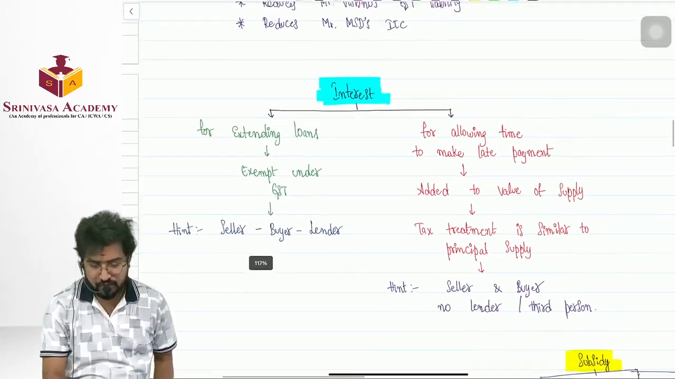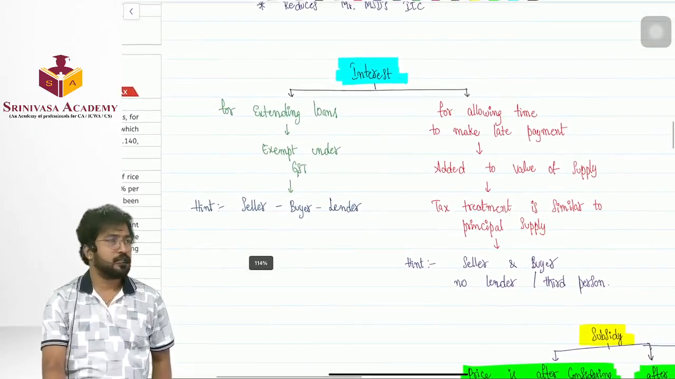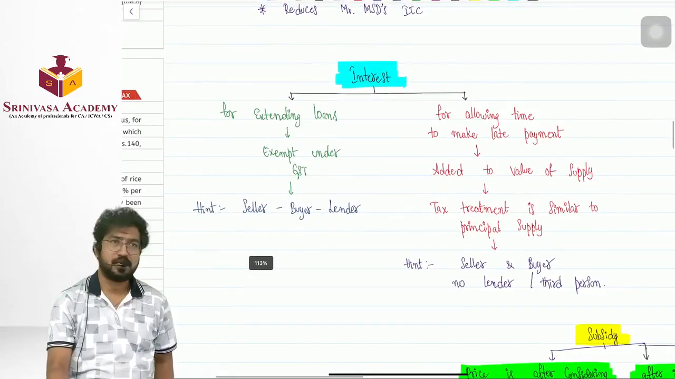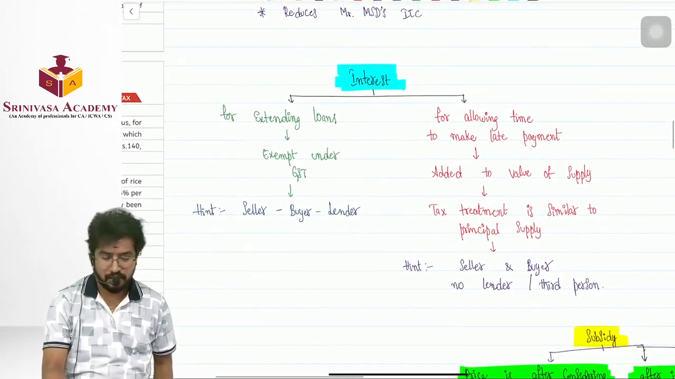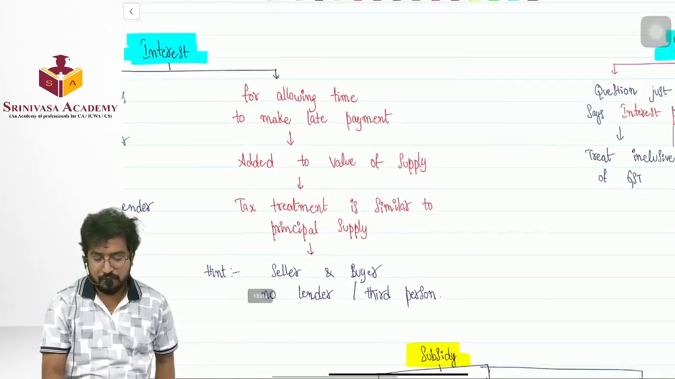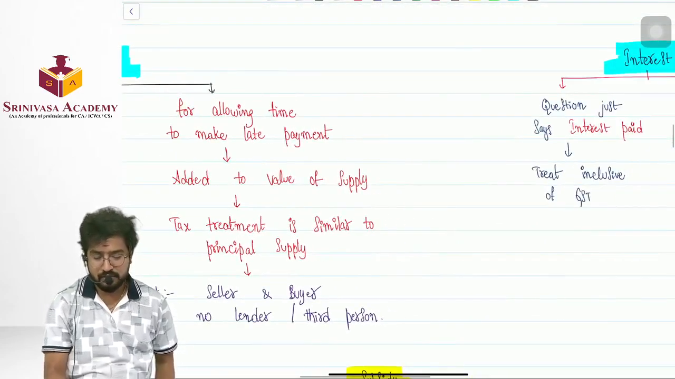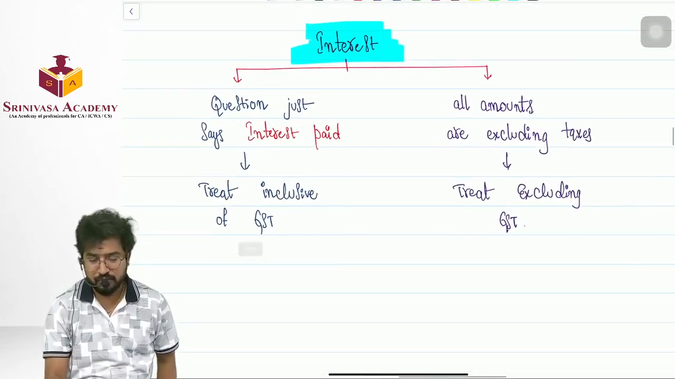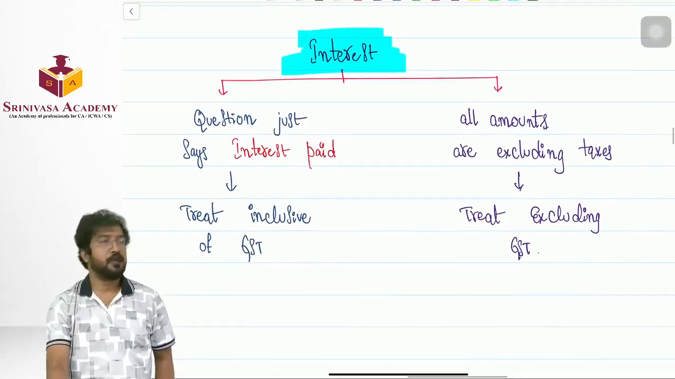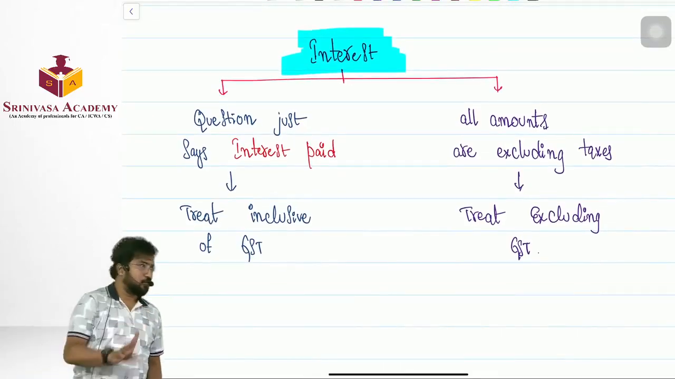Interest, this one we have discussed already. Extending loans, advances, deposits exempt. Delayed payment of consideration taxable, will be added to the value of supply, but the condition is you should have received it from the customer. Now interest, another important adjustment in problems.